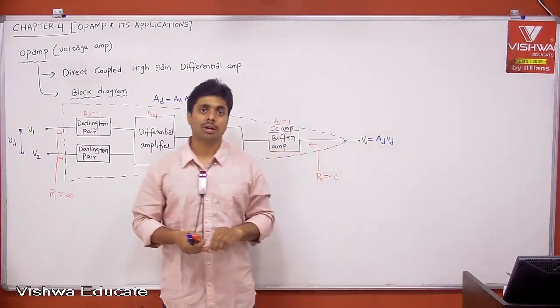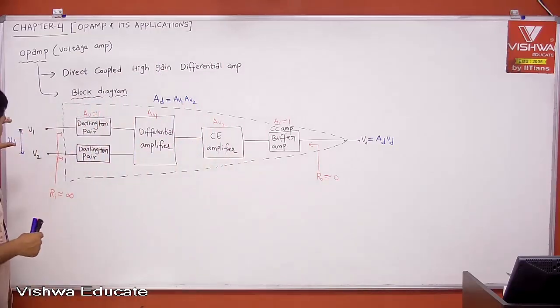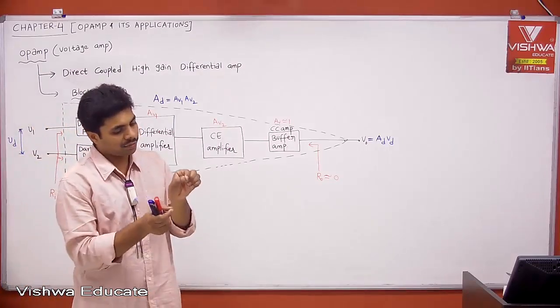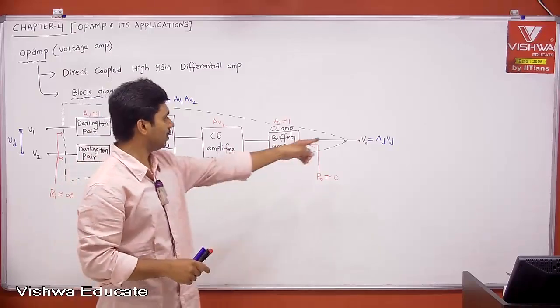There is something called common mode gain. Common mode gain is nothing but, if you apply the same signal for both V1 and V2, that signal will not be amplified. Only the difference between V1 and V2, whatever you have, that signal will be amplified with the gain of AD.